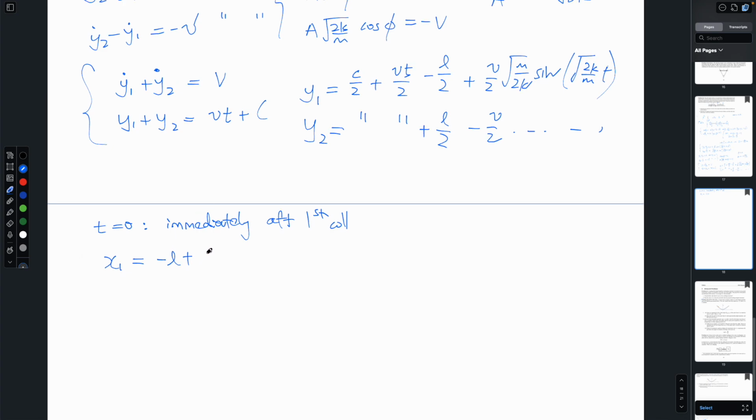Okay, but anyways, there is a whole bunch of terms. So I think this is plus vt over 2 plus v over 2 times the square root of m over 2k, sine, and so on. This one has no displacement. It's just this plus a minus that. x3 has vt over 2 plus that.